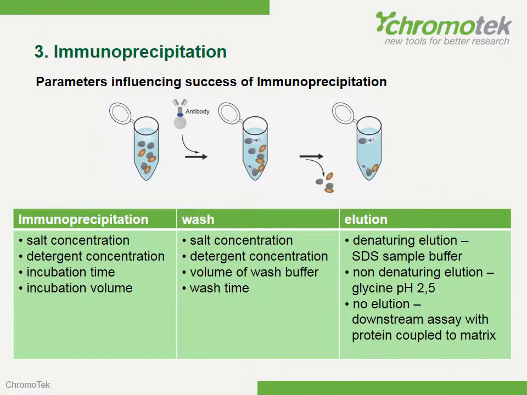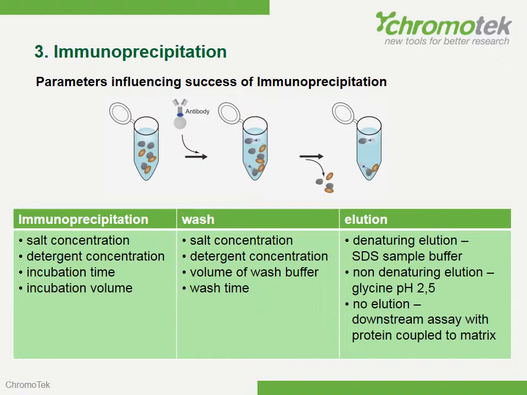After preparation of the lysate and choice of the antibody, you can start your IP by adding the antibody to your lysate. As mentioned before, you need a good antibody to catch your protein from the lysate, otherwise your IP won't be successful. But you also might have to optimize several other parameters during your IP. So you can play around with the salt and detergent concentration, and you can also try to adjust time and volume of your IP reaction.